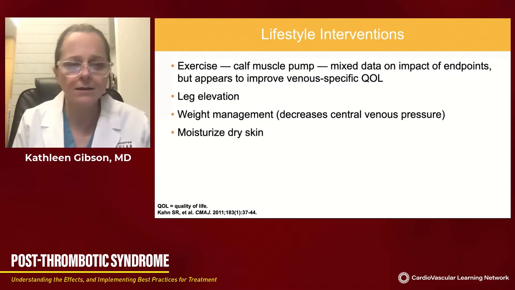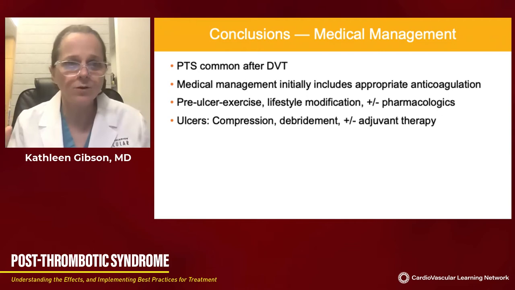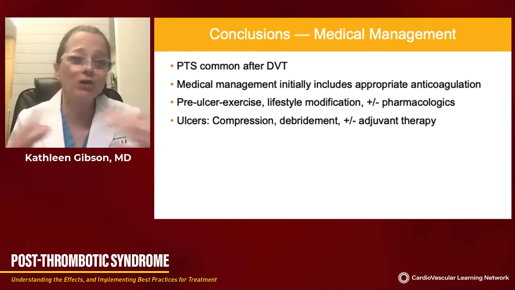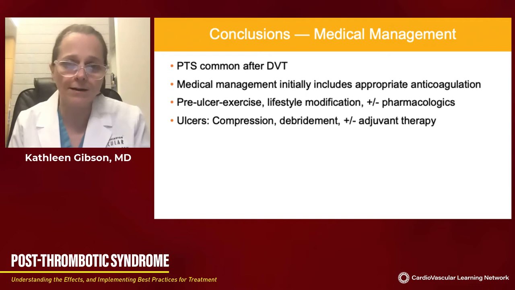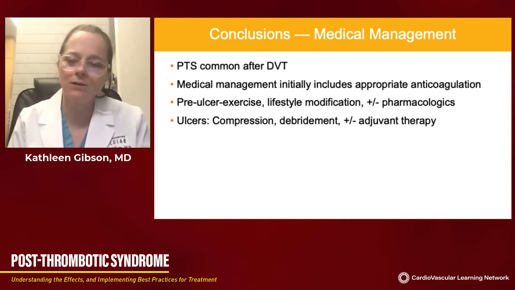So in conclusion, post-thrombotic syndrome is common after DVT, and I would say the best prevention is upfront, having a good intervention and having good anticoagulation, and appropriate anticoagulation may be a long-term thing for these patients. Before they have an ulcer, it would be good to work with them on exercise, lifestyle modification, and may or may not put them on pharmacologics.